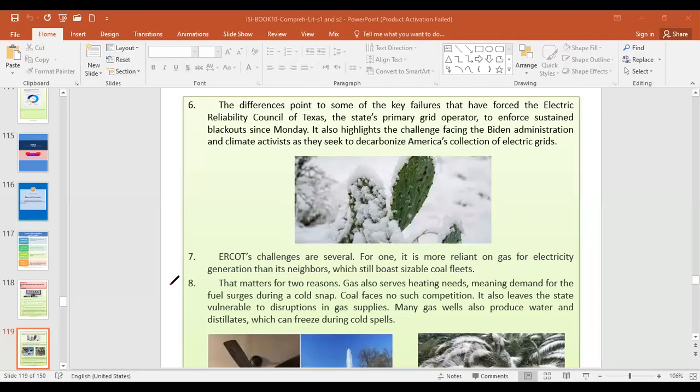Yes, miss. Paragraph 8, please. That matters for two reasons. Gas also serves heating needs, meaning the demand for the fuel surges during a cold snap. Coal faces no such competition. It also leaves the state vulnerable to disruptions in gas supplies. Many gas wells also produce water and distillates, which can freeze during cold spells. Okay. Thank you. I just wanted to show you the other pictures.